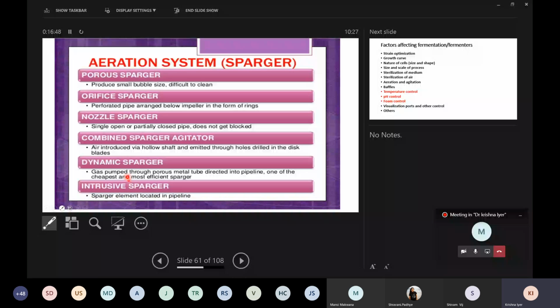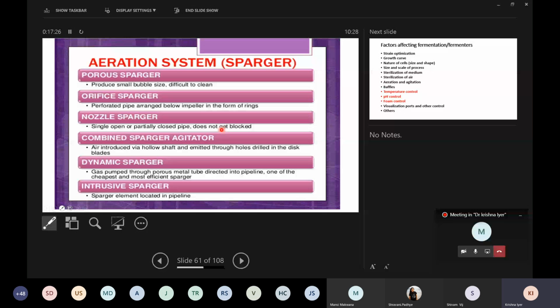Typically, the air bubbles are the smallest in the porous sparger. They are biggest in the nozzle, but in the same way the porous sparger is more susceptible to clogging, while the nozzle will never clog. So the point is which one to use. Whenever you are passing air through the medium, there are two things you try to achieve. One, you make sure the air bubbles are as small as possible. The reason is that the smaller the air bubble, the larger the relative surface area. And when the surface area is more, the exchange of oxygen in the air bubble with the liquid will be more efficient.